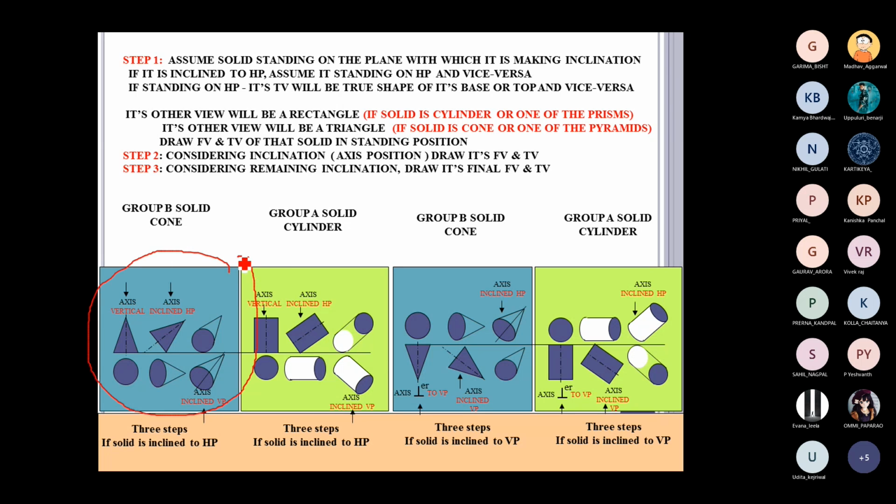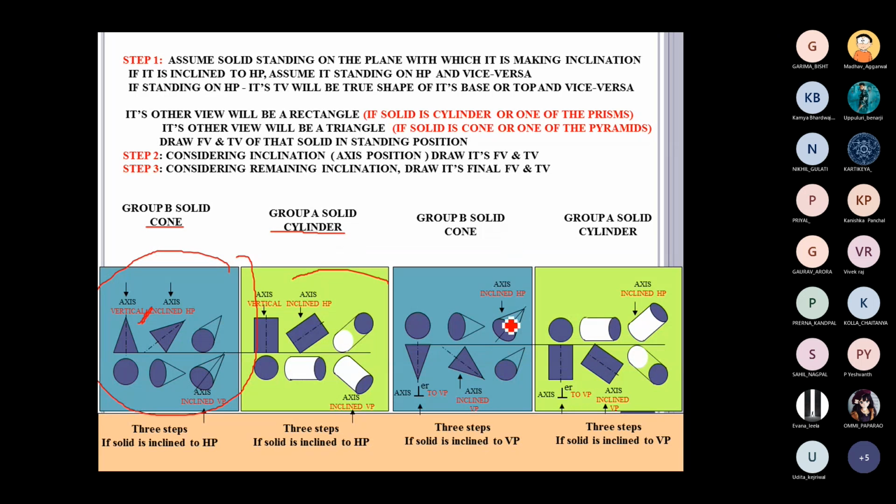In this case, first the original position of that object is going to be drawn. After that, whatever condition is written in the statement, we have to draw accordingly. The first part is regarding the cone. The second part is regarding the cylinder.